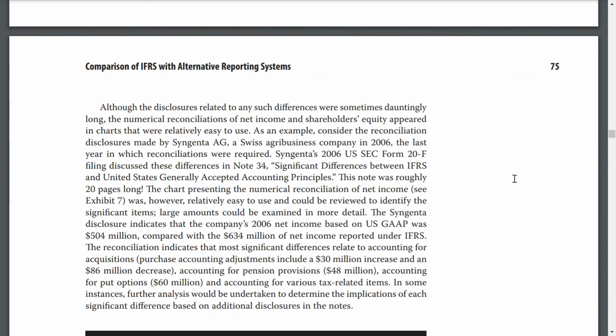Although the disclosures related to any such differences are sometimes dauntingly long, the numerical reconciliation of net income and shareholders' equity appeared in charts that were relatively easy to use. As an example, consider the reconciliation disclosures made by Syngenta AG, a Swiss agribusiness company, in 2006. The last year it was reconciliation was required.